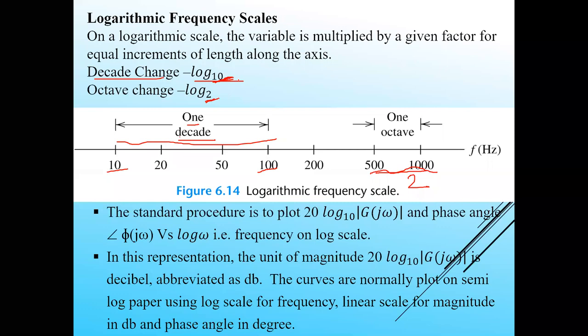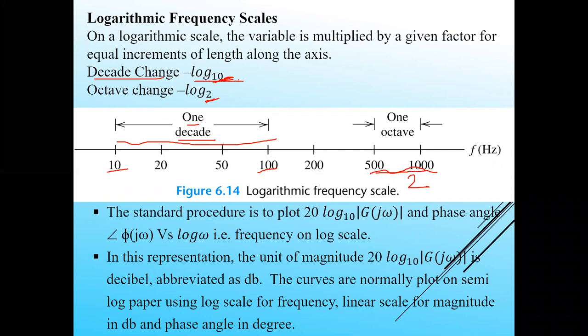So you will get in one graph paper, you can compress the frequencies from 0.1 to 1000 radian per second, and that's why 1000 these frequencies you can accommodate or compress in one graph. That's why we are always preferring decade scale.